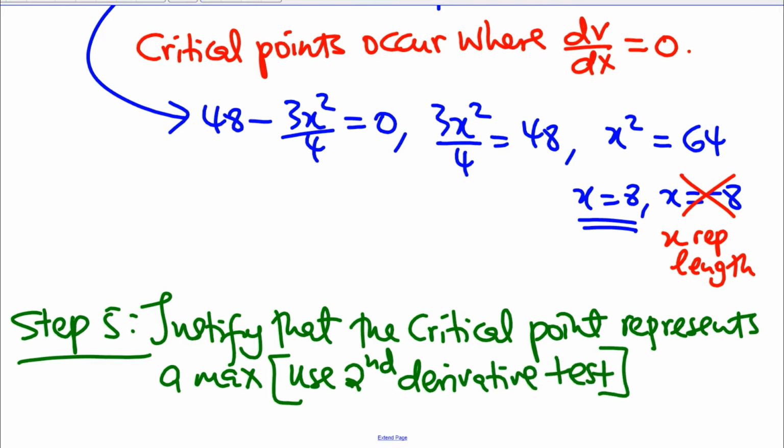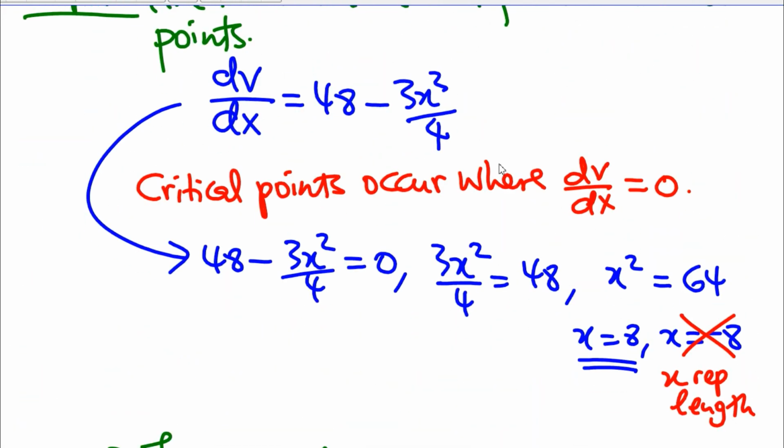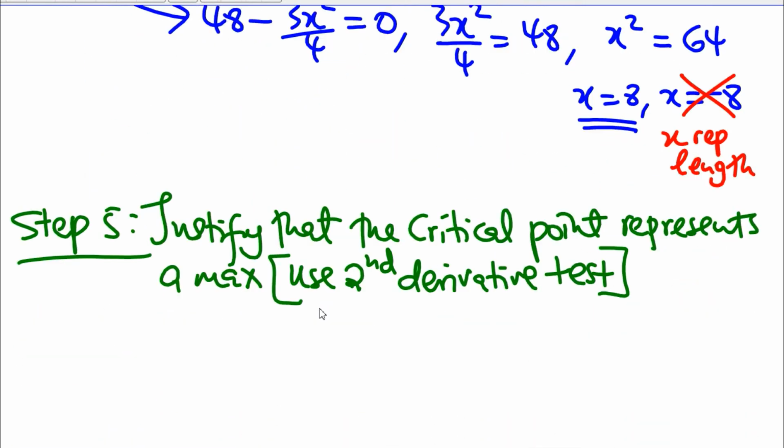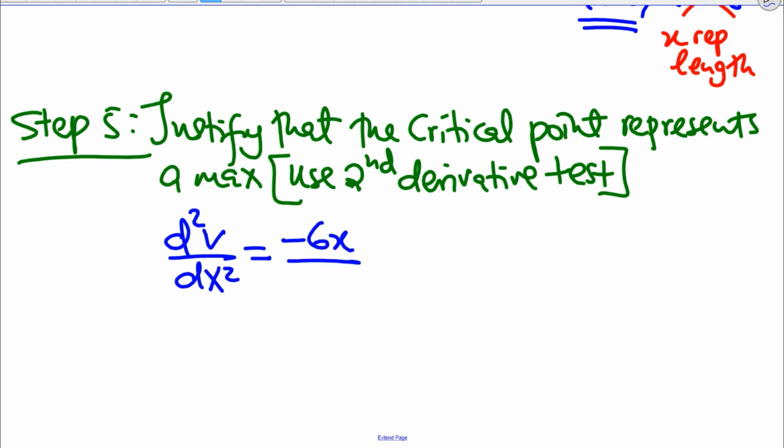Which means we need to find the second derivative of this function. Now the first derivative is given here, so we just need to find the derivative of the first derivative to find the second derivative. So the second derivative will be equal to negative 6x over 4, which can be simplified as negative 3 over 2 x.